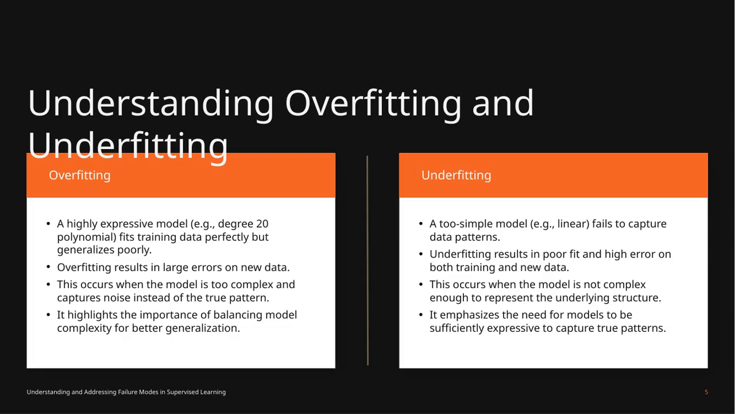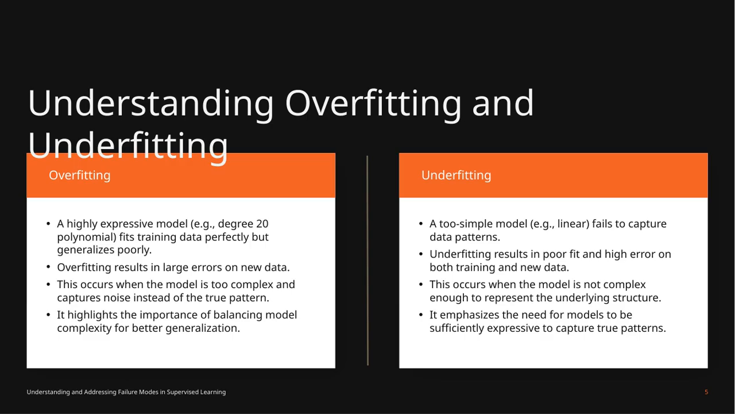Let's talk about understanding and addressing failure modes in supervised learning. One key point is that a highly expressive model, like a degree 20 polynomial, can fit the training data perfectly, but that doesn't mean it will perform well on new, unseen data. In fact, this often leads to poor generalization. When a model is too complex, it tends to capture not just the true underlying pattern, but also the noise in the data. This is known as overfitting. Overfitting can cause large errors when we test the model on fresh data, which defeats the purpose of building a predictive model. It's important to recognize that balancing model complexity is crucial for better generalization.